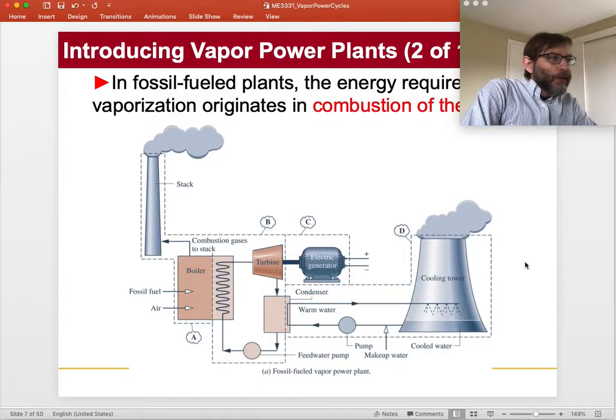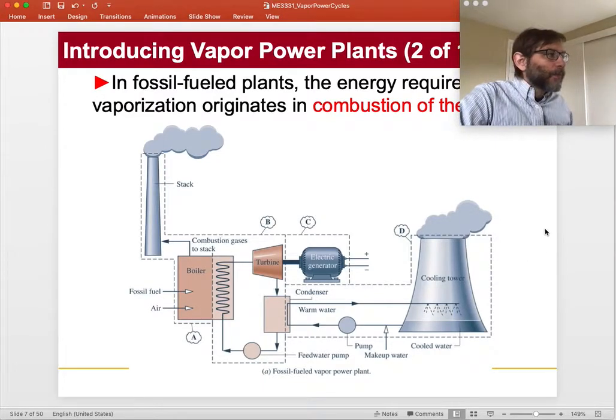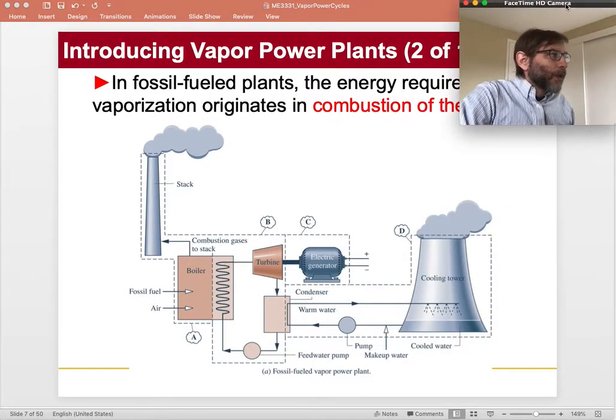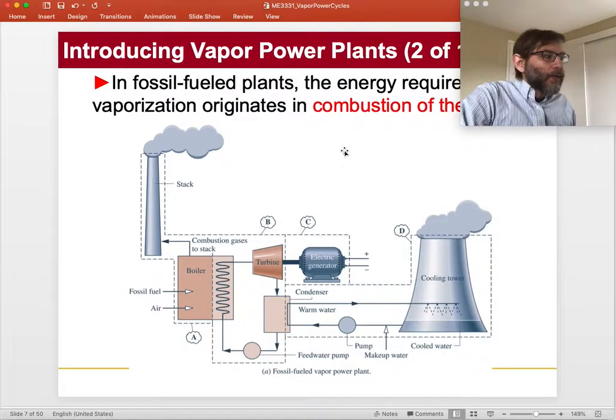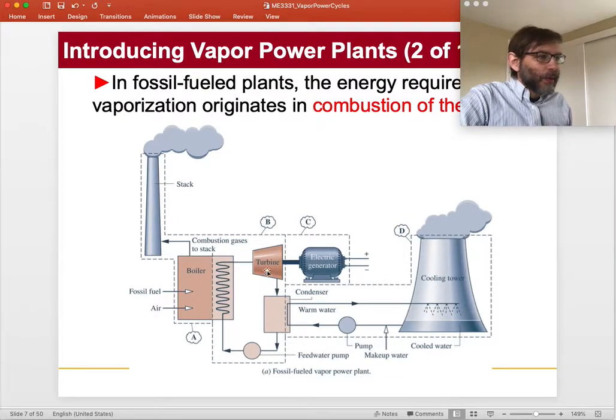So in fossil fuel power plants, the energy required originates in the combustion of the fuel. That's what it says. Now, this is a very classic vapor power cycle arrangement from burning some sort of fossil fuel. You can see here on the left, fossil fuel is given here, and air, so this stuff is combusting in a burner. But you see the dotted line separates from that. For this class, we don't care about this. This is just where the emissions come from. We're really more focused on B, and B is the thermodynamic cycle. That's the thermodynamic cycle we're going to study. We're not going to study this other stuff.